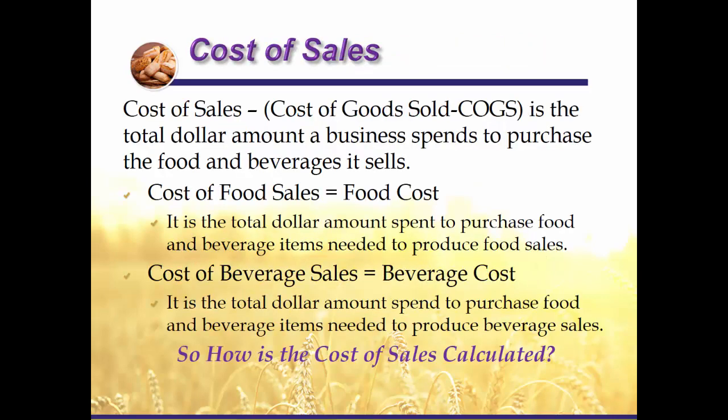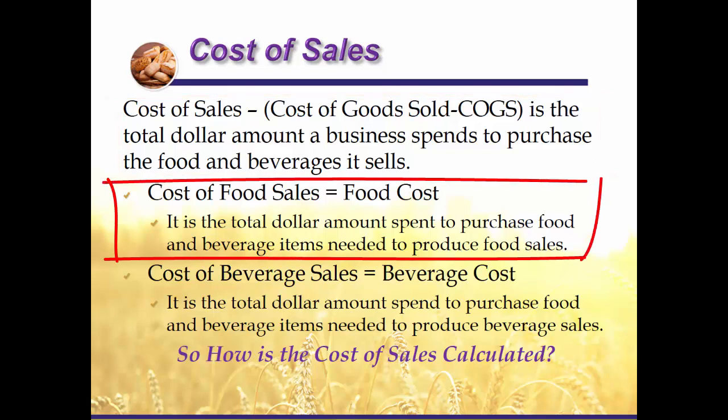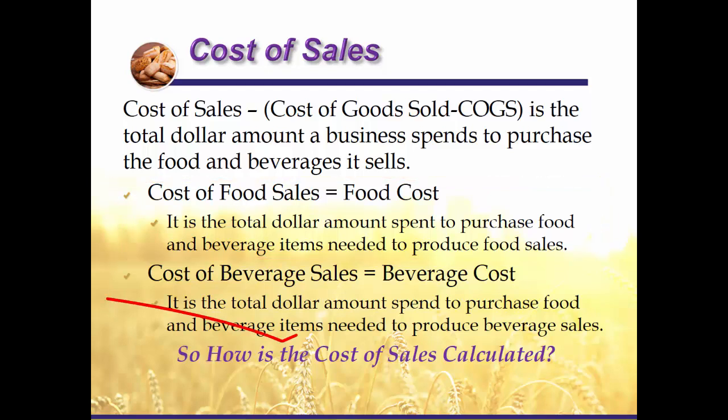Now let's look at the cost of sales. Cost of sales is the cost of goods sold. COGS is the business name for it, and it's the total dollar amount a business spends to purchase the food and beverage it sells. So we have the cost of food sales, which equals food cost. It's the total dollar amount spent to purchase food and beverage items needed to prepare food sales. And then we have the cost of beverage sales, which equals our beverage cost. It is the total dollar amount spent to purchase food and beverage items needed to produce beverage sales.